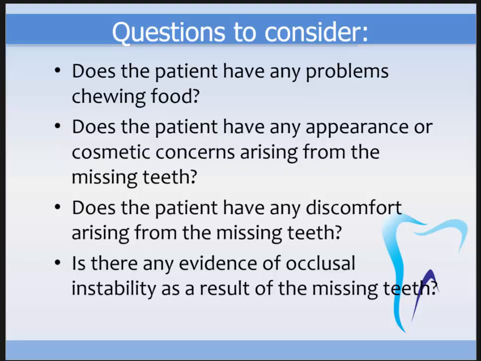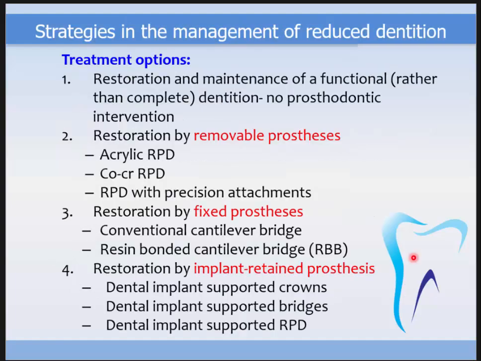Then ask whether the patient has any discomfort arising from the missing teeth, and any evidence of occlusal instability as a result of the missing teeth. If you were to provide treatment options for patients with reduced dentitions, these are the options. What do we mean by reduced dentition? It means the patient is not fully dentate; they have some missing teeth. These are the treatment options that we could provide for our patients with missing teeth.